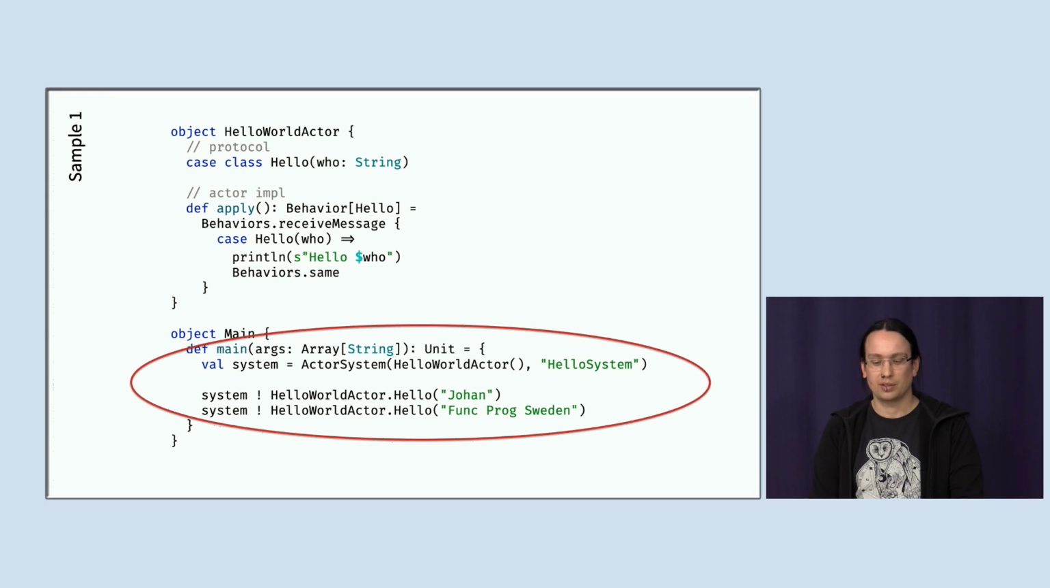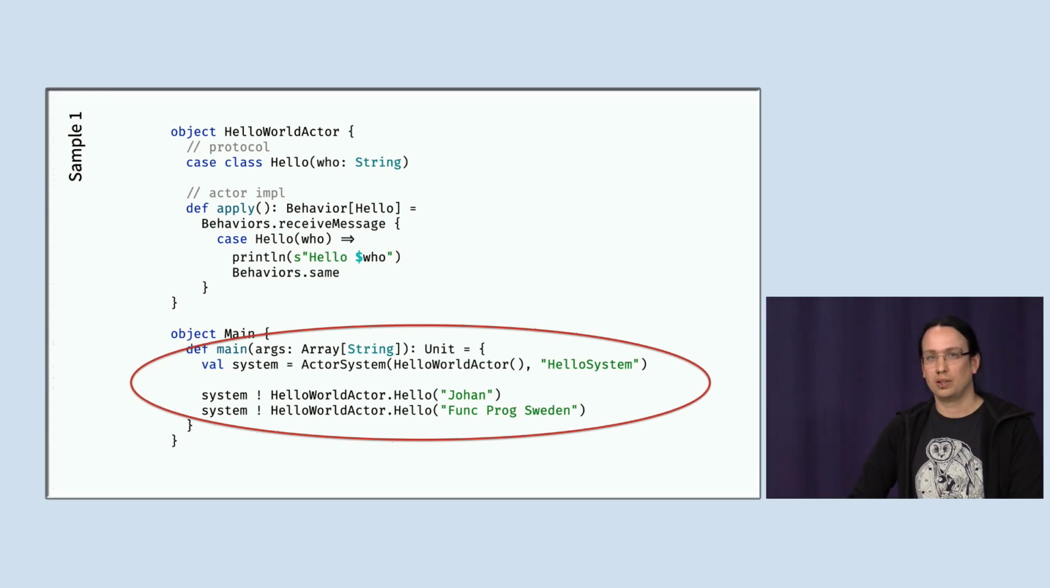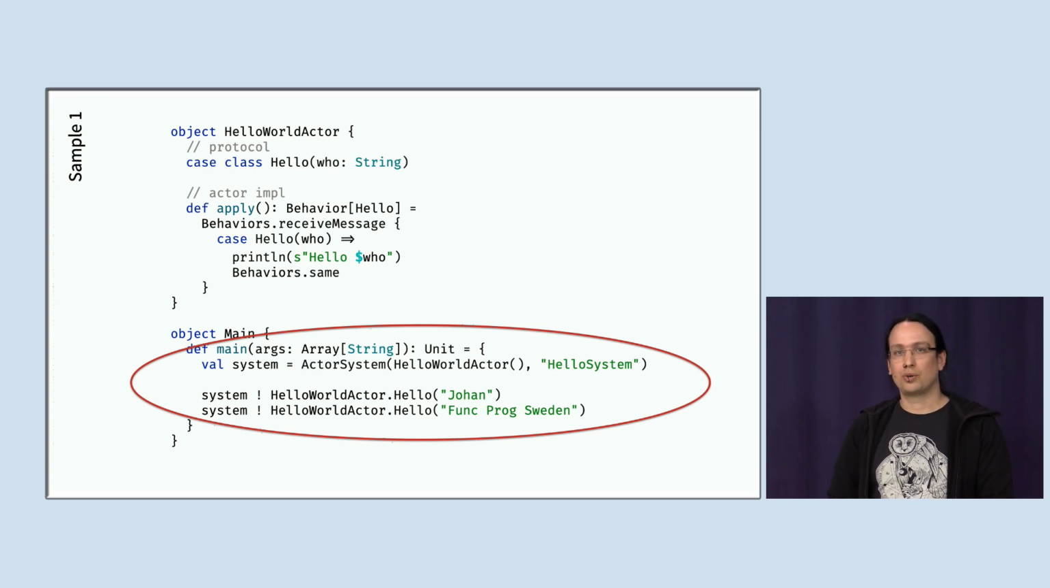As you see, we send two Hello messages with the tell method, the bang operator. These are asynchronous, so the execution of the main thread will immediately pass by these two, probably before the actor actually gets to process the messages and do the printlns. But the system will keep the application alive, since it's a managed thing, until this root actor stops itself. All right, let's do something more interesting.